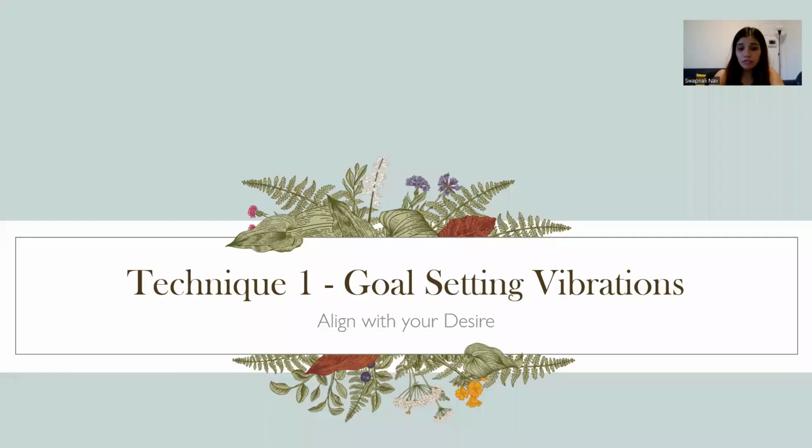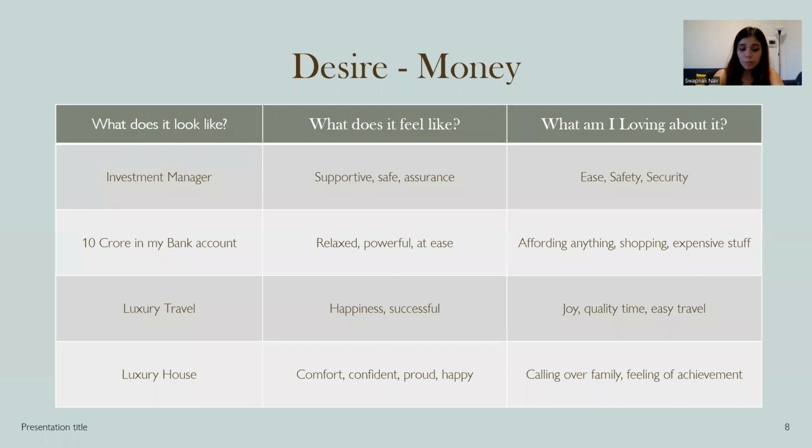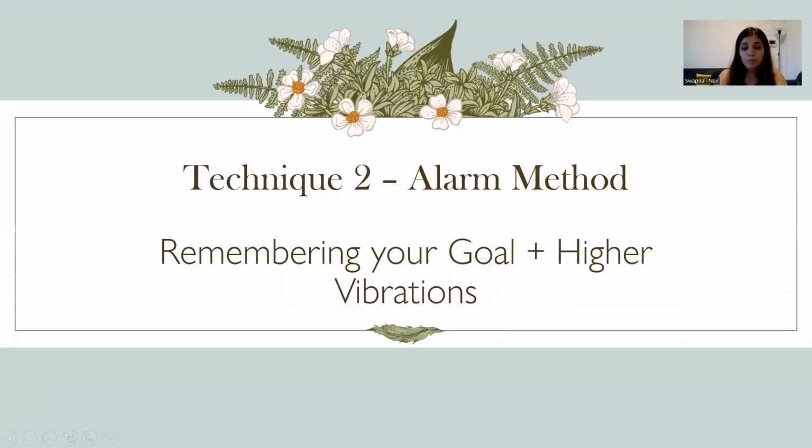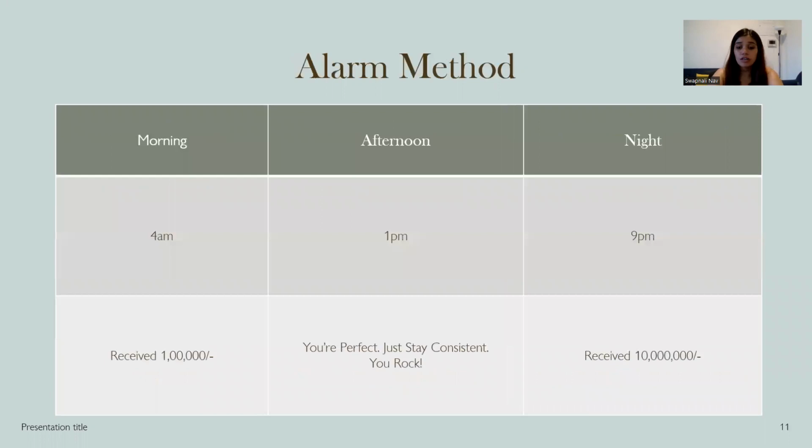Then we spoke about our first goal setting vibrations technique to align with your desire. So here, guys, you have written down your desire and made this chart for yourself. Then we also spoke about the alarm method, and now you also know how to set your 3 alarms. And guys, these techniques work. I do this myself.